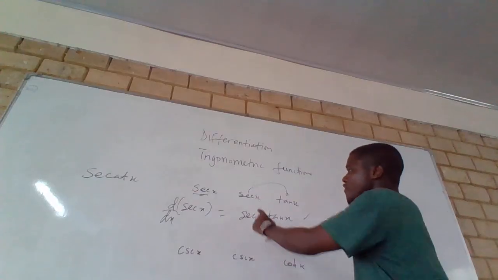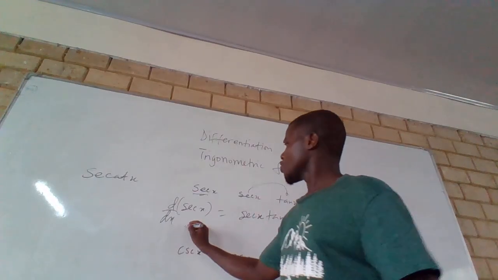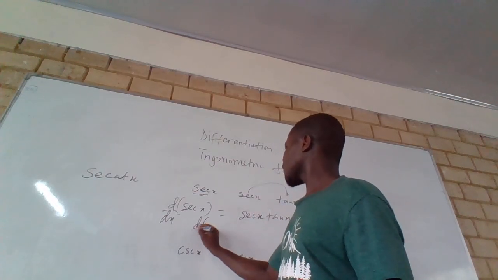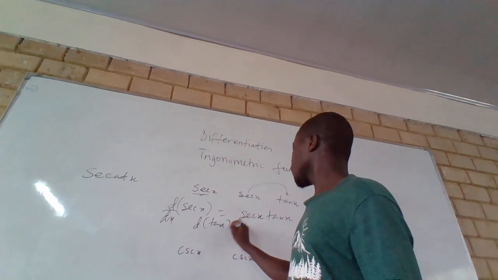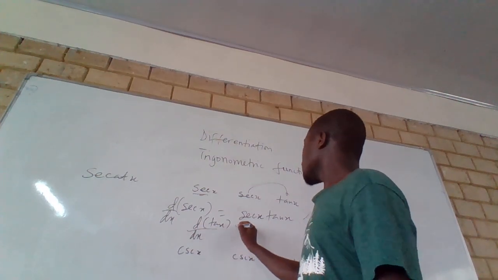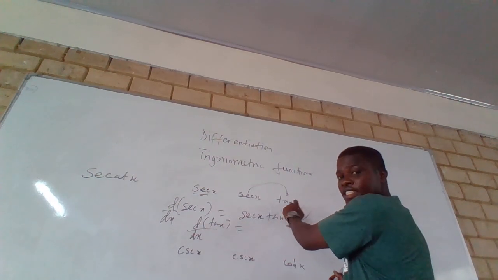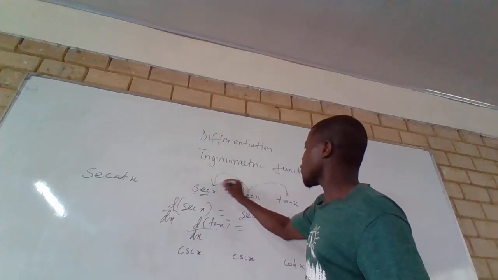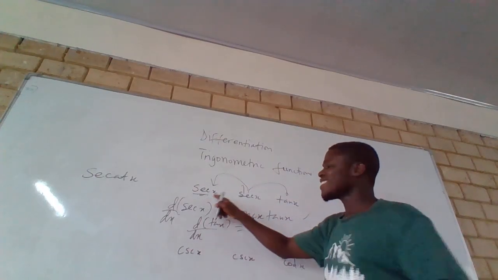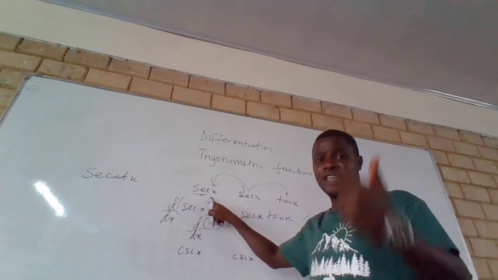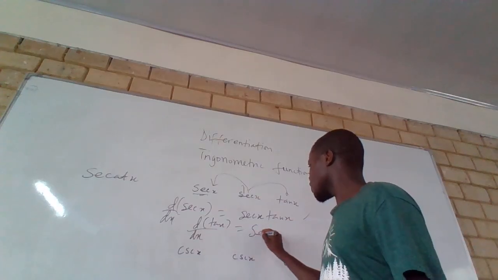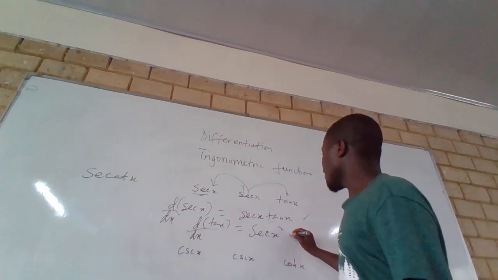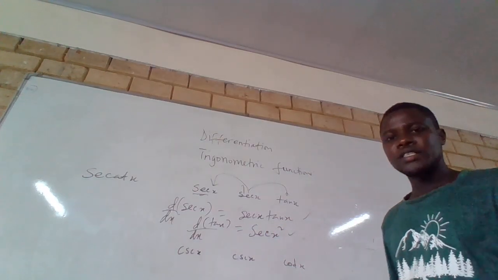Simple as that. If you're asked to differentiate tan x, d over dx of tan x, now you are differentiating this one. So what you do, you multiply this and this, okay? Multiply this and this. So this gives you what? Secant times secant x is secant squared x. So secant squared x. This is simple, right? Yes.